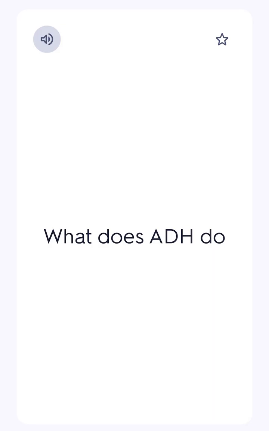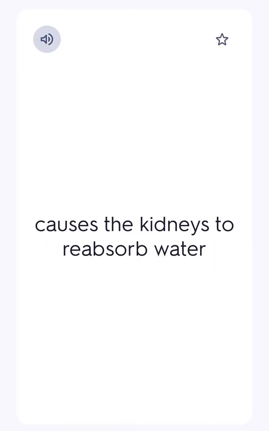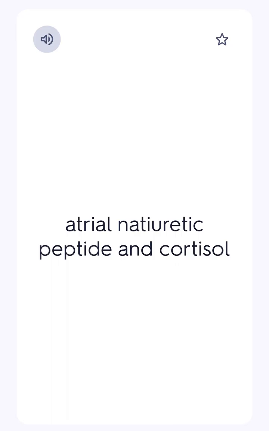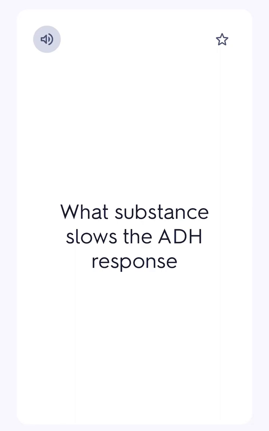What does ADH do? Causes the kidneys to reabsorb water. What are two substances that inhibit ADH release? Atrial natriuretic peptide and cortisol. What substance slows the ADH response? Alcohol.